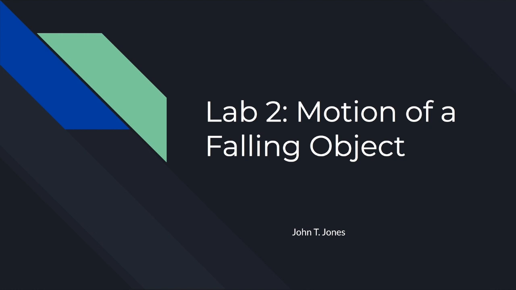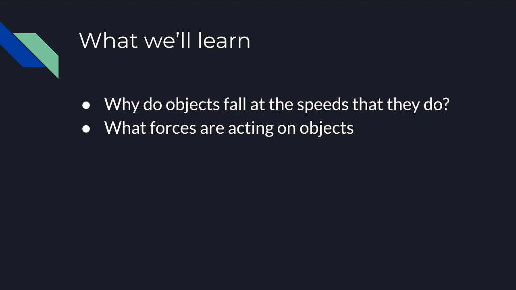The purpose for this lab is to observe the motion of an object falling from rest and to compare it to two computational models that will be based on the principles of Newton's second law. One will model an object falling affected only by gravity, and the other will model an object falling affected by gravity and a drag force. We are interested in seeing this because it will allow us to better understand why objects fall at the speed that they do and what forces are acting on it.